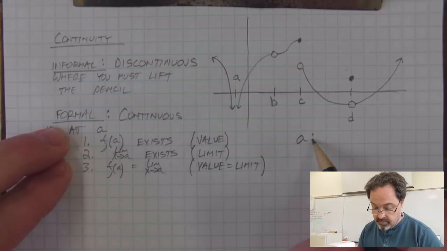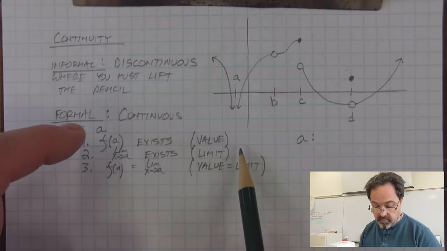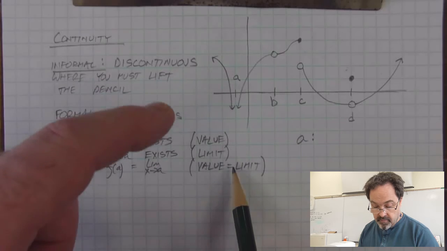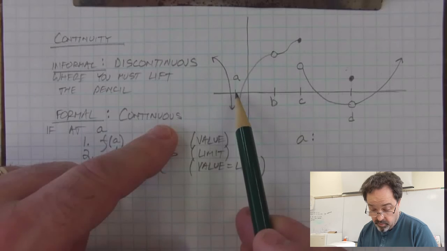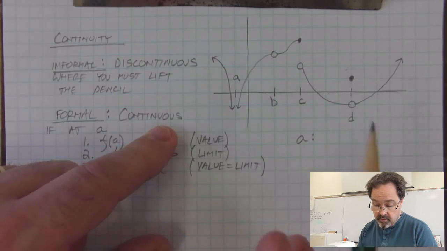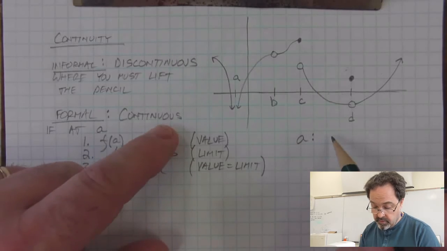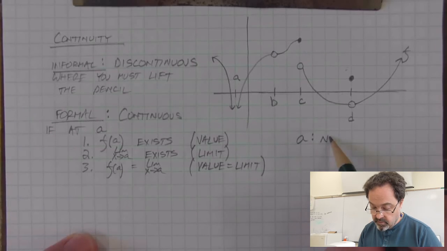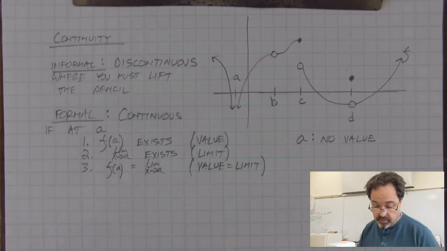At A, there is a vertical asymptote. We look to see if there is a value, a limit, and that the value and the limit are equal. The first rule is broken at A, there's no value. If we put whatever number A is into the domain, it would produce something that doesn't exist. That's why there's a vertical asymptote there. This function, if we called it f, is not continuous because there's no value. And rule 3 can't work either. If there's no value, then it couldn't be equal to the limit.